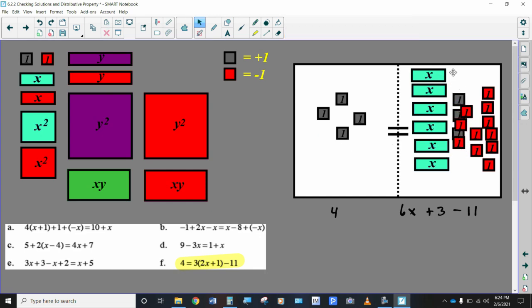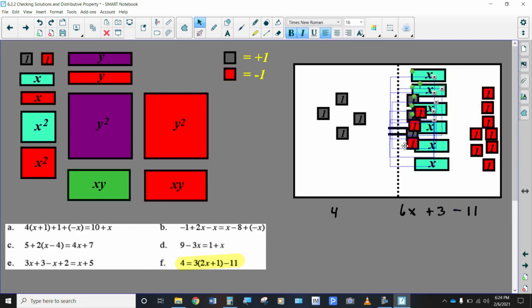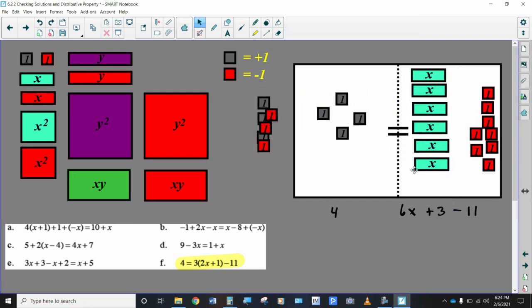Yes. 3 and 3, good. Okay. So that leaves us with the 4 on the left, the 6x is on the right, but now we just have 8. 1, 2, 3, 4, 5, 6, 7, 8. So now let's go ahead. I'm going to add 8 to this side and add 8 to this side.